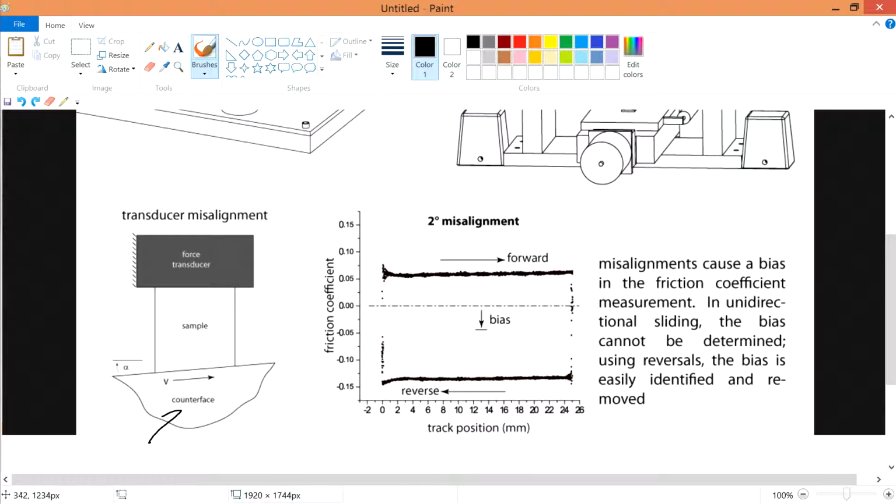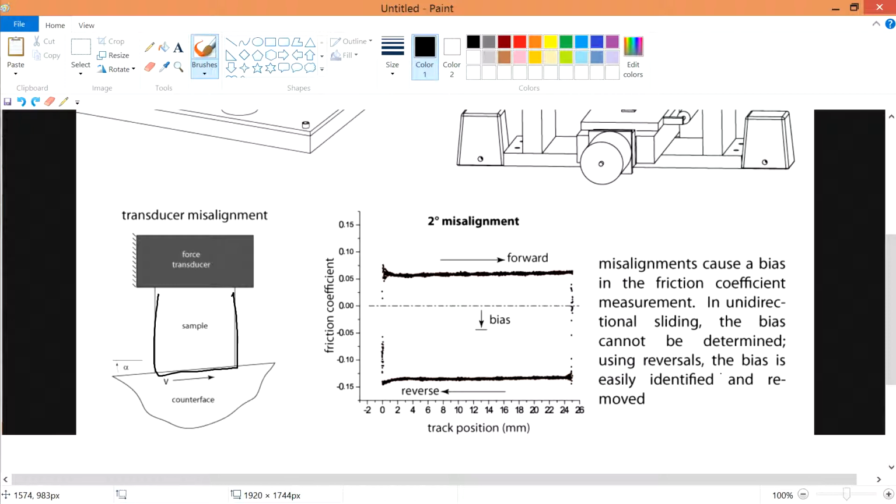However, if your sample, they call it the counterface, I think, is put in a slanted way, which we call the misalignment, then you will cause a certain bias in the friction. This is why they run a test to let you know the different biases. Misalignments will cause this bias in the friction coefficient.